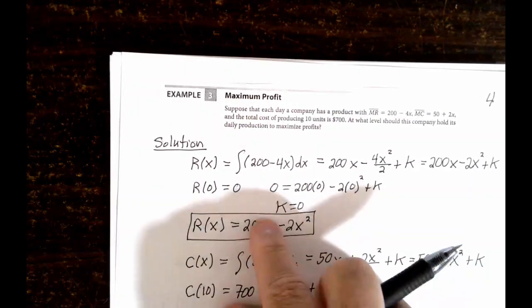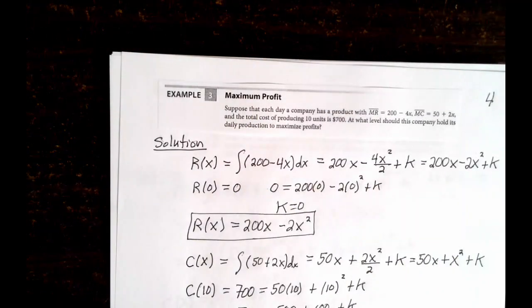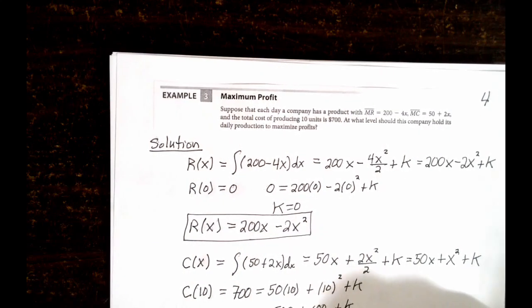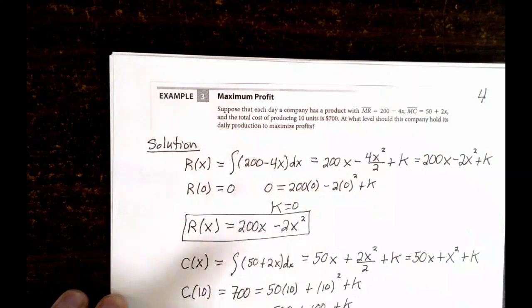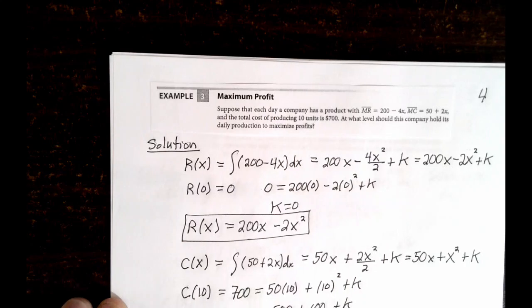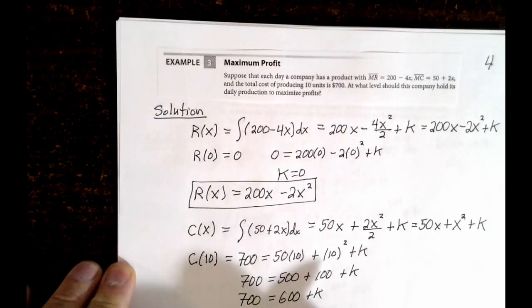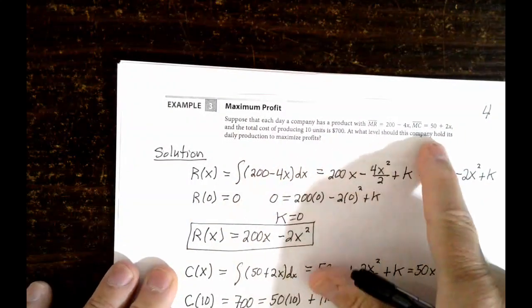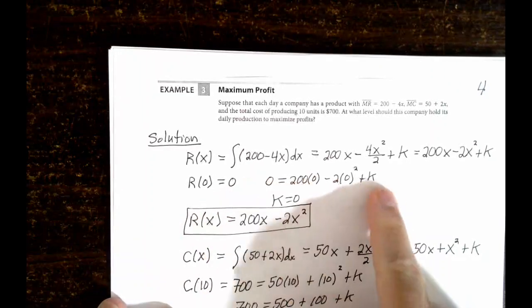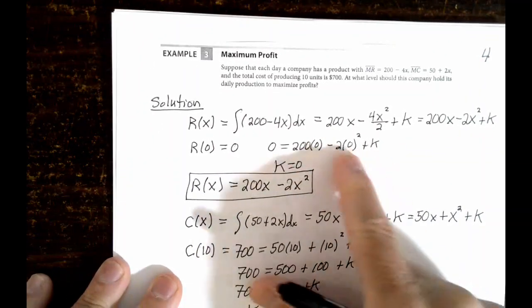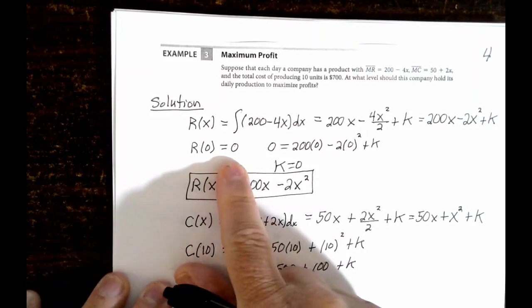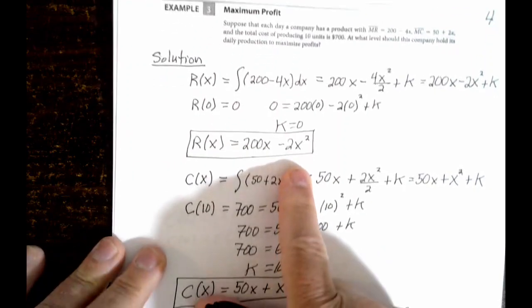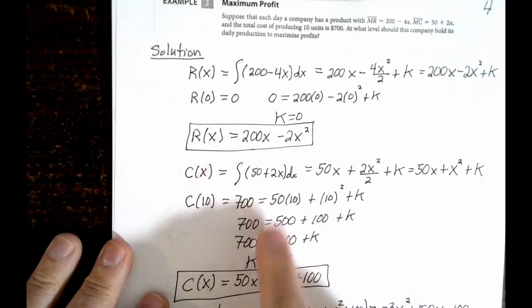Example 3, they ask you to find, at what level should this company hold its daily production to maximize profit, which means you need to know the profit function. Now to know the profit function, you have to know revenue and cost. Alright, so they give you marginal revenue and marginal cost, so you're going to integrate each one. And you integrate and you get your answer, and then to nail down what K is, you know that R of 0 always equals 0, so you can figure out what the specific function is.